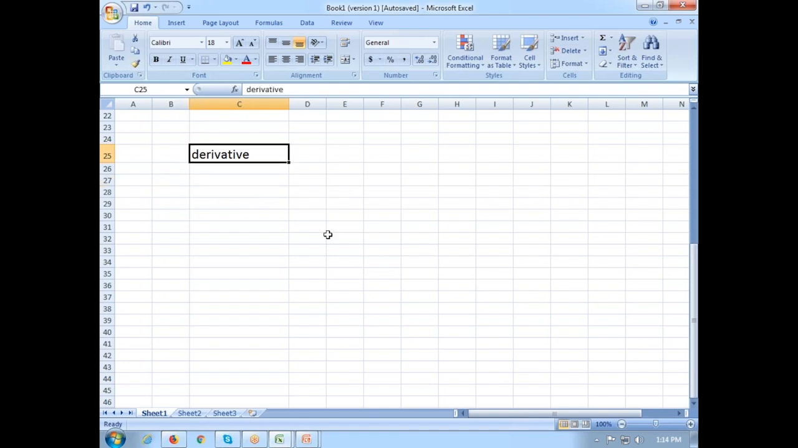So first, let's get to know what are the types of derivatives. Futures, options, swaps, warrants. There are many. We are going to concentrate mostly on options, a little bit on futures.